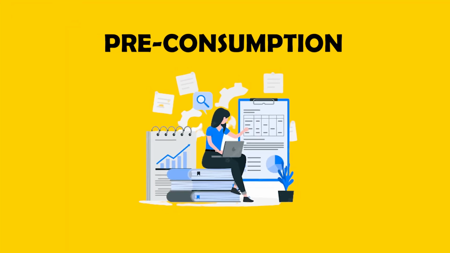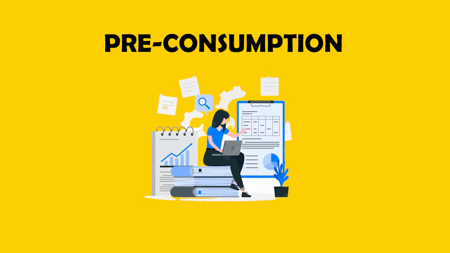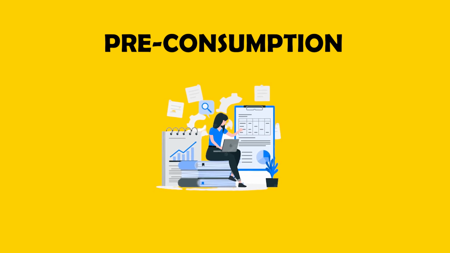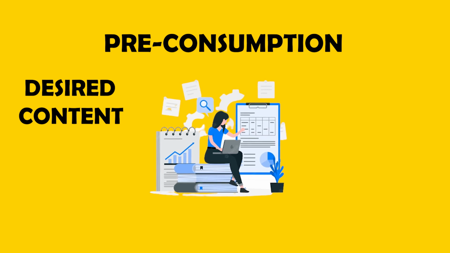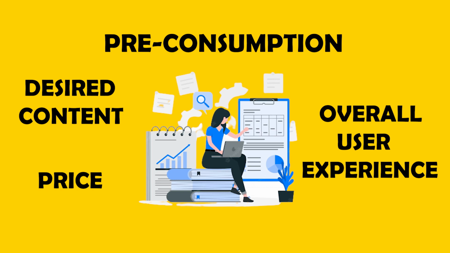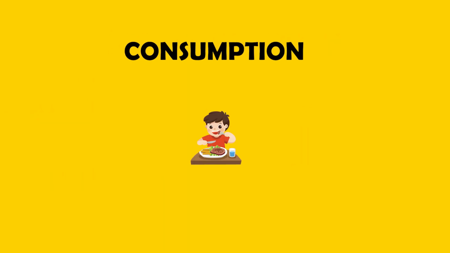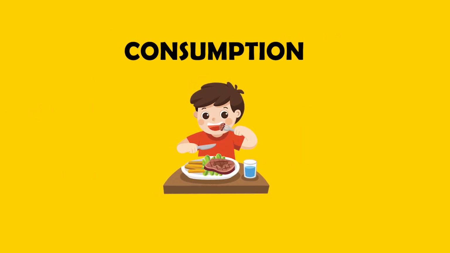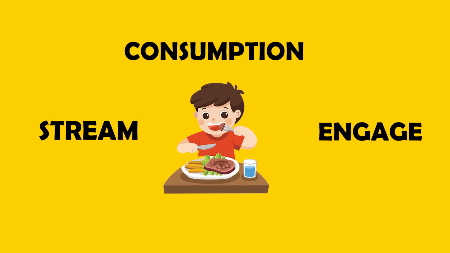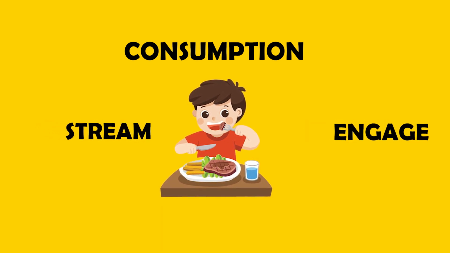In the pre-consumption stage, consumers are researching and evaluating different streaming services to determine which one best meets their needs. This includes considering factors such as the availability of desired content, price, and the overall user experience. In the consumption stage, once a consumer has chosen a streaming service, they actually use the service to stream content and engage with the platform.